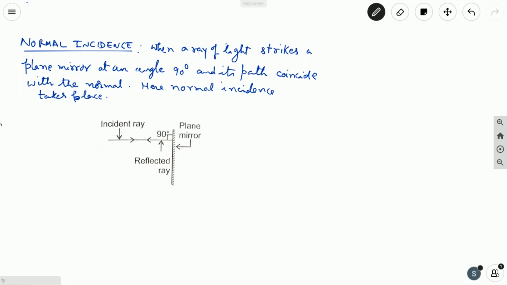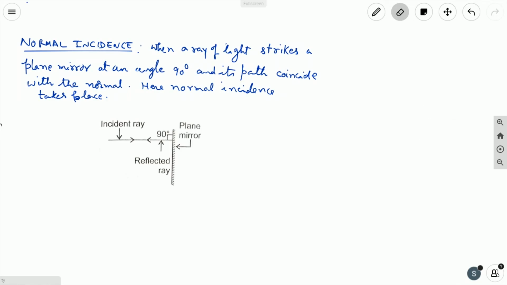Now after that we'll go to normal incidence. When you talk of the normal in light, normal means a perpendicular. When you talk of the normal, it means we have to draw a perpendicular at a point. If we draw a normal at the reflecting surface, this is called the normal or the perpendicular. You have to understand that normal means perpendicular.